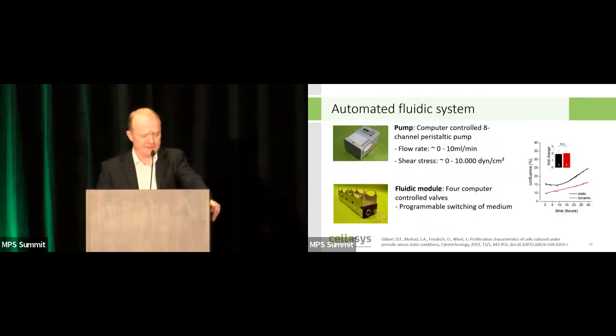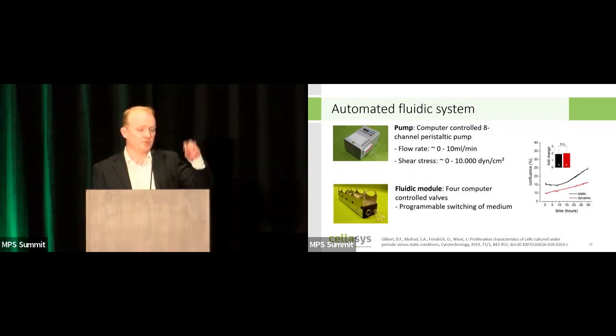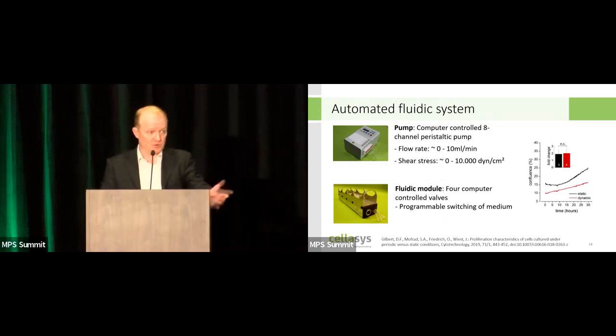Here are some more details about the fluidic system which we are using. So we are using a commercially available pump, a peristaltic pump, 8-channel pump, which is computer controllable. So very nicely we can adjust the flow. So usually we use a periodic flow type, meaning we pump 5 minutes, we stop 5 minutes, we pump 5 minutes, we stop 5 minutes. But of course, you can program it as you like.